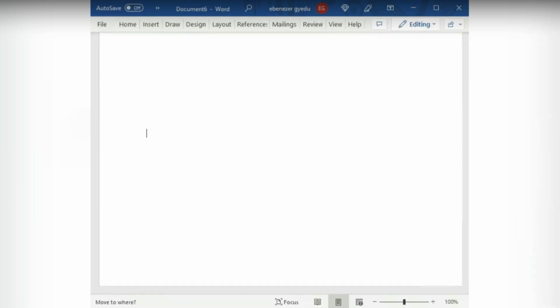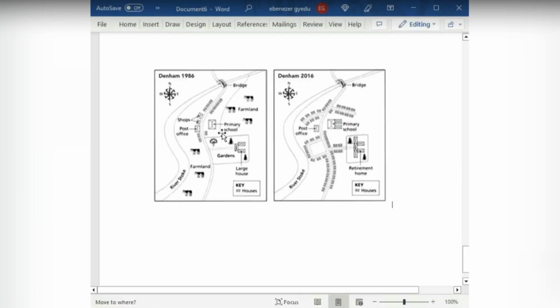The next type of graph that you should expect is the map. It is the map of a place, sometimes two places or a particular place in two different periods. So for instance, you have this one. You have a place called Denham in two different times, 1986 and 2016. And yours is to sort out the differences between these two maps.